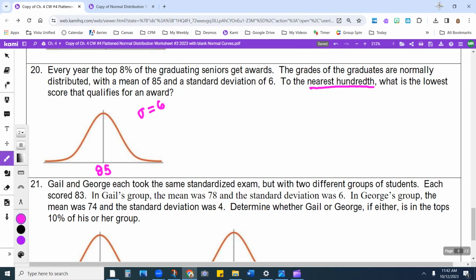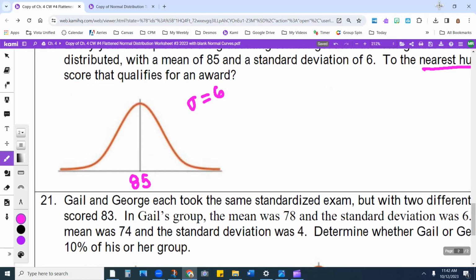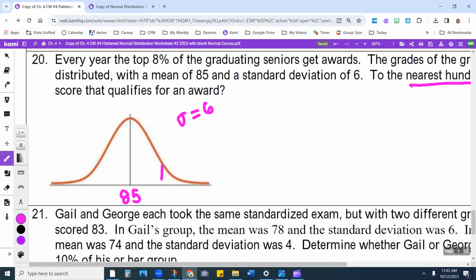Well, if they're in the top 8%, I know they're going to be to the right of our mean, because this would be the bottom 50, this would be the top 50%. And we want to be in the top 8%. So I'm going to zoom in a little. Let's just say it's here, and this is going to be 0.08. That's the area that we want to fall in. Now, when we are doing this, we're going to be using the inverse norm because I know the area. I want the value that gave me that. What score gave me that?